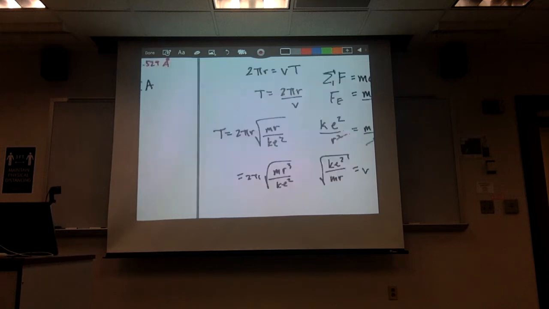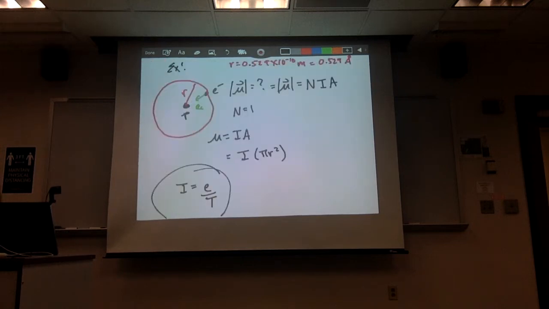So now we can go all the way back to this expression here. So now we know the period, so the current is going to be e times 1 over the period. So we're going to get a 2 pi on the bottom, and we're going to get a square root of k e squared all over m r cubed. So this is then my current.